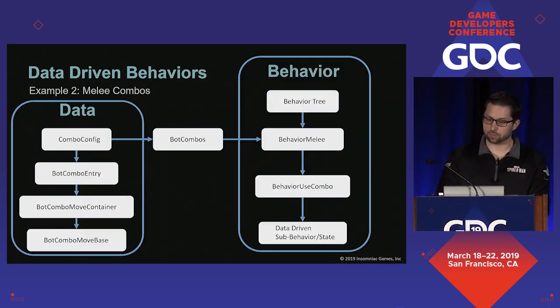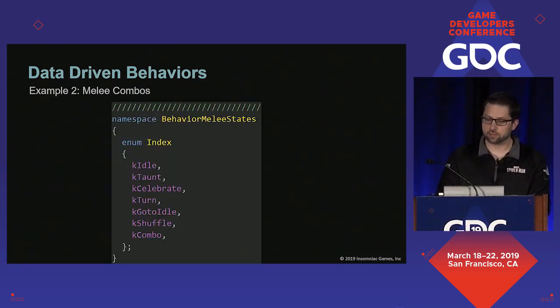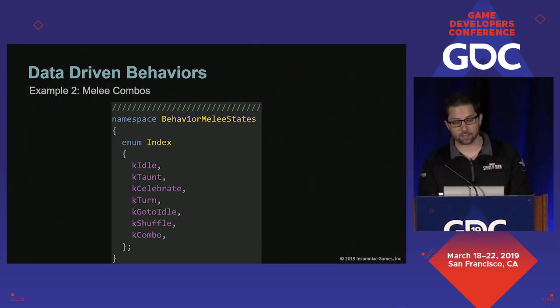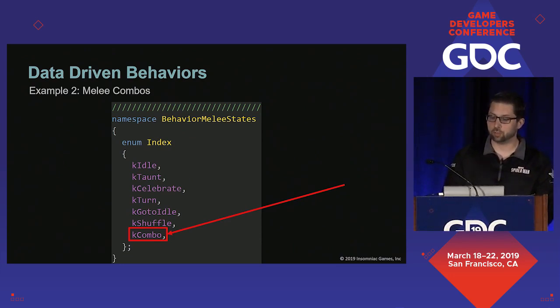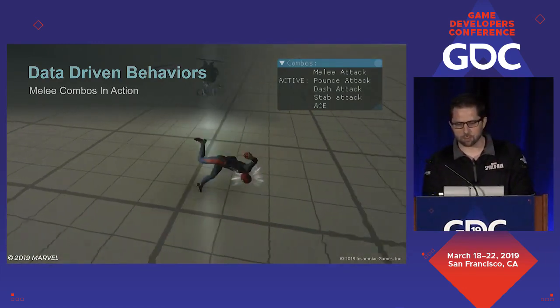Finally, we'll briefly take a look at an example user of behavior use combo, behavior melee. It's a fairly standard state machine that has a bunch of states that it handles transitioning between in code. One of them is using a combo. If it's the bot's turn to attack and bot combos has a valid combo entry, this behavior will start behavior use combo.